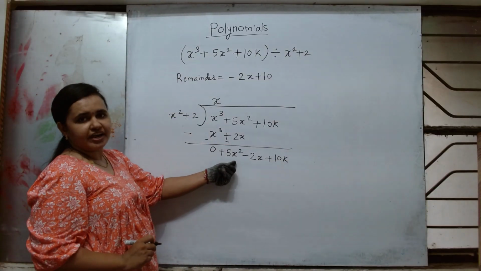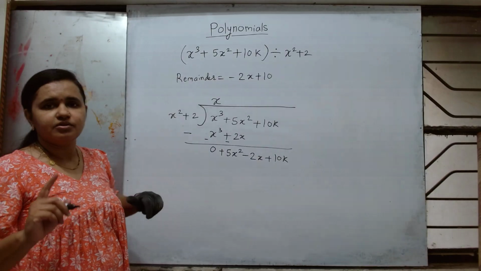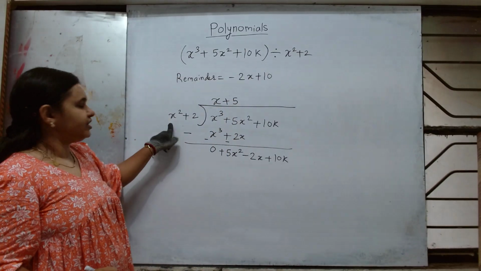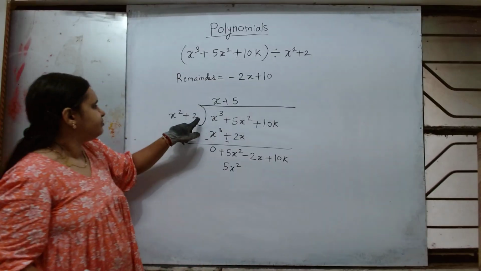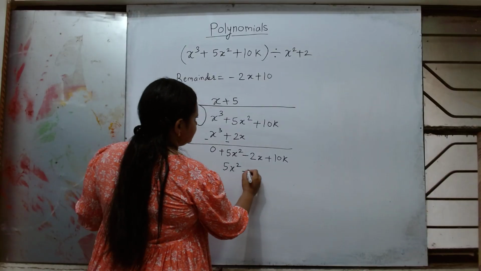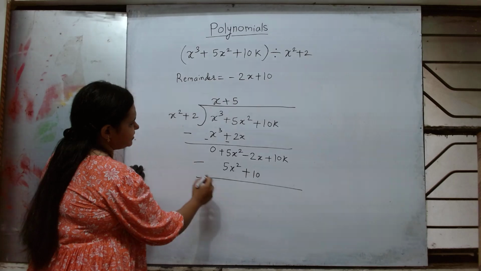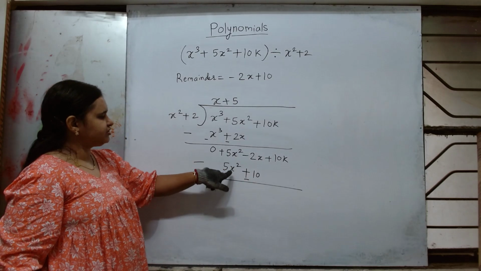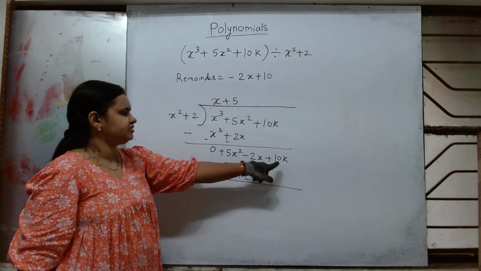Now here it is 5x square, here it is x square, so we need 5, so it will be plus 5. Now 5x square, we got 5x square. Now multiply these also by this, 5 times 2 is 10, plus 10. Okay. Now we subtract it, it will be minus minus. So 5x square minus 5x square will be 0. So what is remaining? Minus 2x plus 10k.